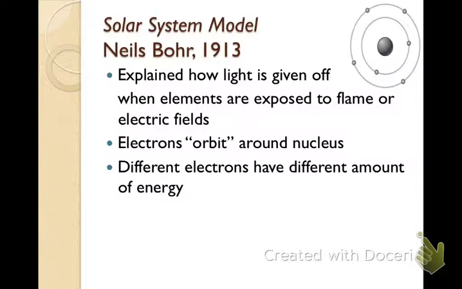We'll keep going. Then we have the solar system model from Niels Bohr in 1913. We see this in fireworks and neon lights, and we'll explore this a little bit more in the next section, but light is given off whenever elements are exposed to heat or flame or electric fields. So he was able to conclude that electrons actually orbited around the nucleus. These negative particles were just surrounding it. In certain levels, which we can sometimes call energy levels or shells, each of these electrons had different amounts of energy based upon how close they were to the nucleus itself.